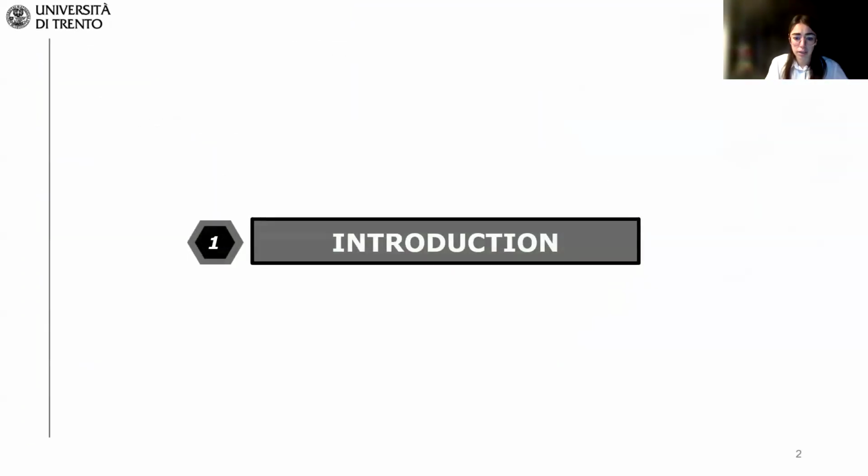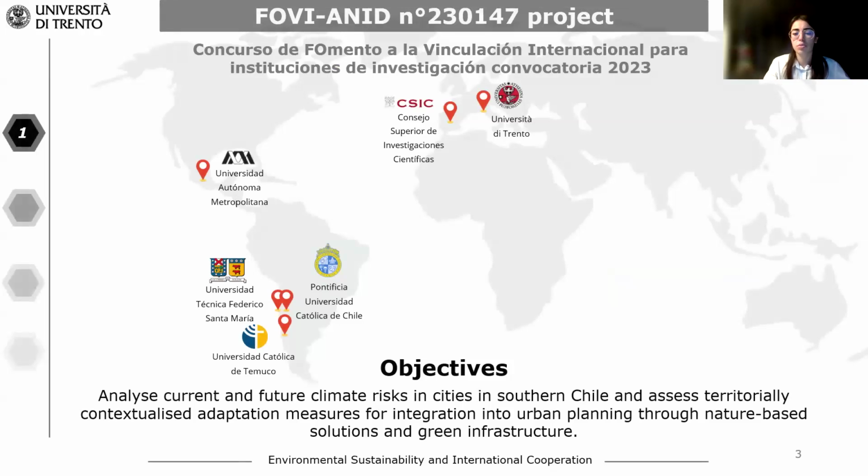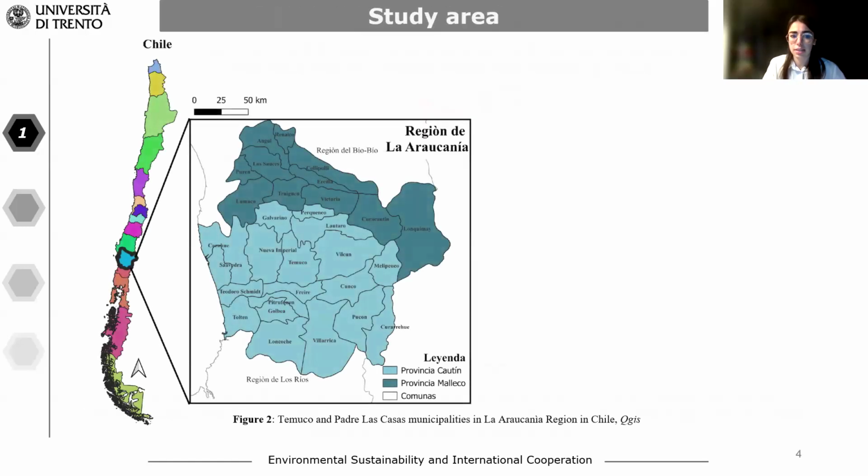The project we took part in is named FOVI, and it aims to contribute to the development of territorial plans to strengthen the Chilean region's resilience towards the climate crisis, analyzing the magnitude of the risk and identifying the measures to adapt to this risk. This is an international project involving the Universidad Católica de Temuco as leading institution, two other universities in Chile, one in Santiago and one in Valparaíso, a university in Mexico, the High Science Council in Spain, and the University of Trento.